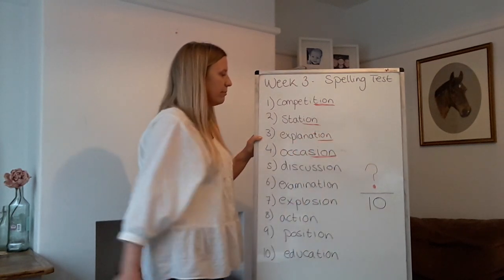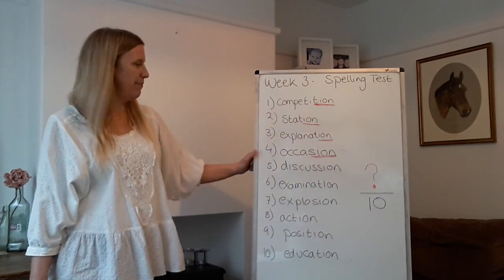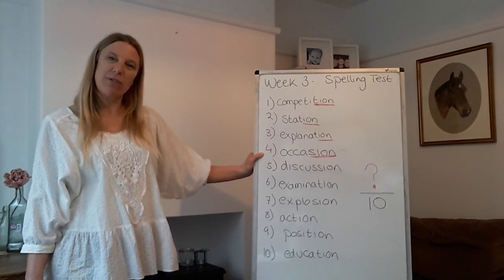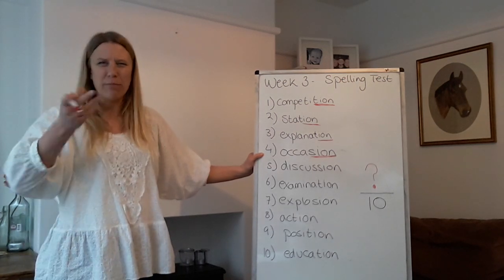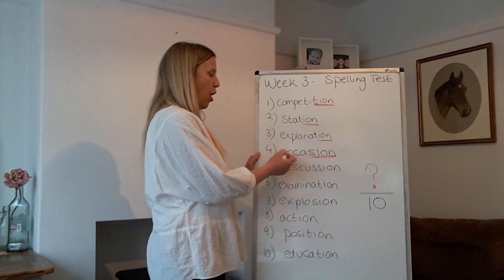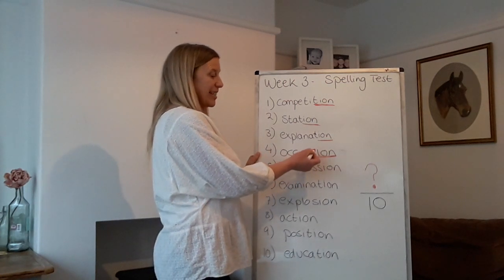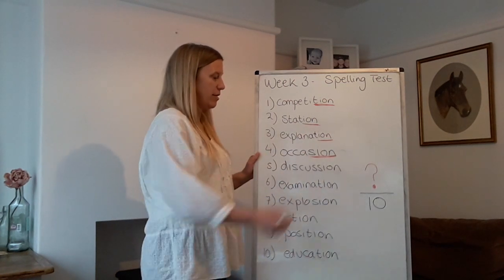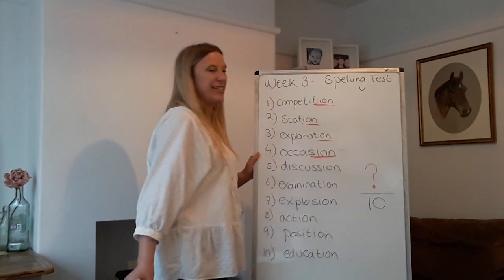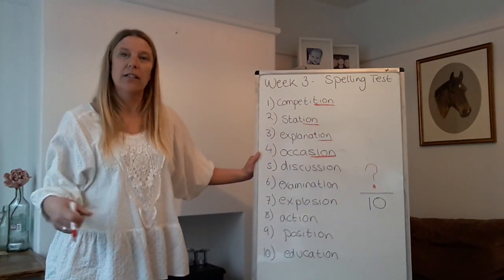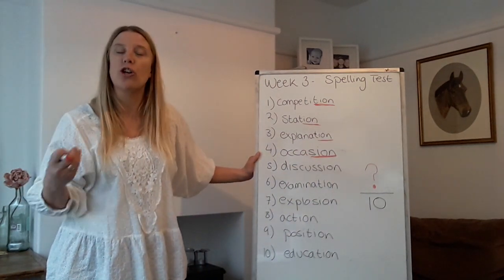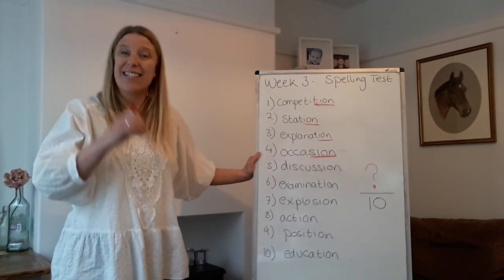E-X-P-L-A-N-A-T-I-O-N. Explanation. Occasion. This one's got a double C and one S. Sometimes people get that wrong. So, O-double-C-A-S-I-O-N. And this one's got an S-I-O-N spelling. So that's the shun sound, shun, T-I-O-N or S-I-O-N.